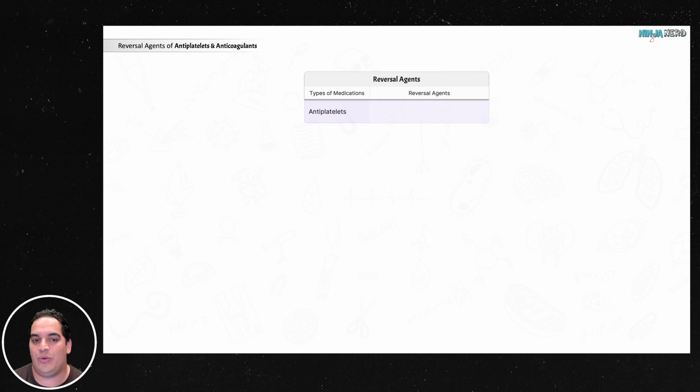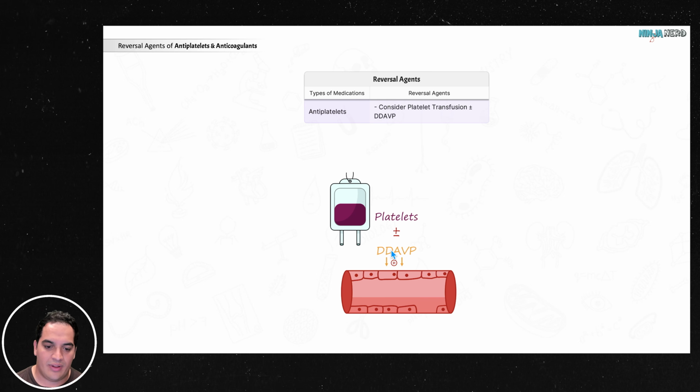Obviously, discontinuing the medication is first, but reversal agents can potentially come into play. Antiplatelets, we don't do this a lot, but you could transfuse them with platelets, and sometimes you can give them DDAVP. If you remember, DDAVP helps to activate our endothelial cells to produce von Willebrand factor, and von Willebrand factor is needed for platelets to stick to, and that helps to form potentially a platelet plug. So that may be some ways that we can consider.